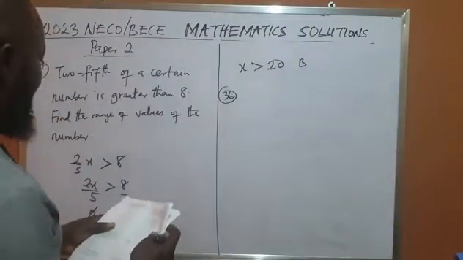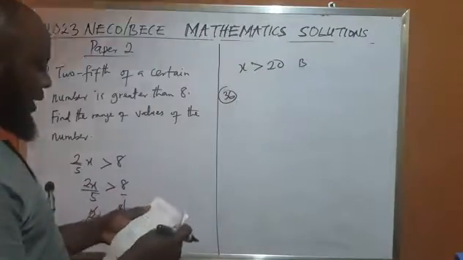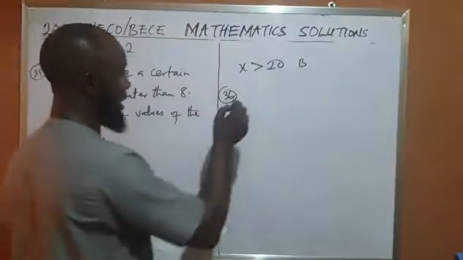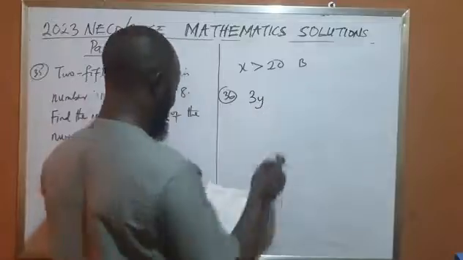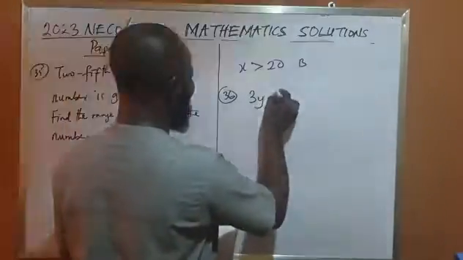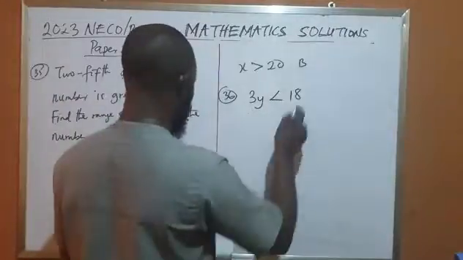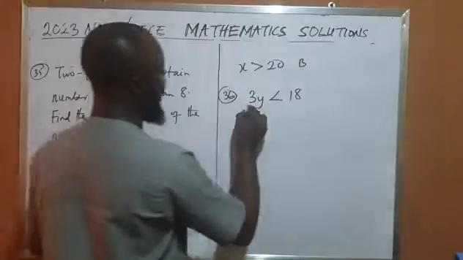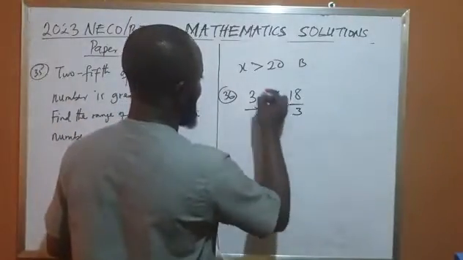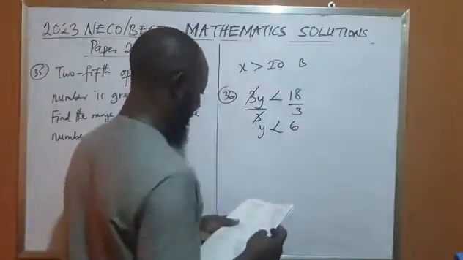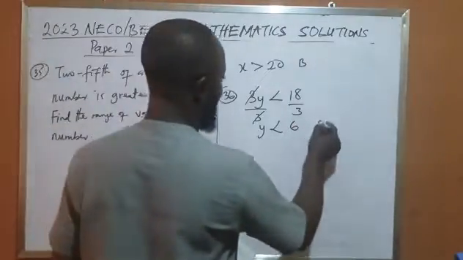Question 36. If a certain number y is tripled, that is multiplied by 3, that is 3y, right? The result is less than 18. So find the range of values of the number. This is also an inequality. Divide by 3 by 3. So that is y less than what? 6. Y less than 6. That is option C as well.